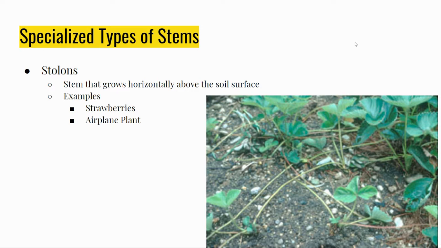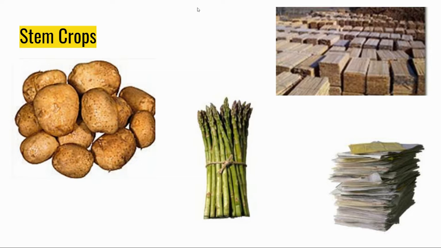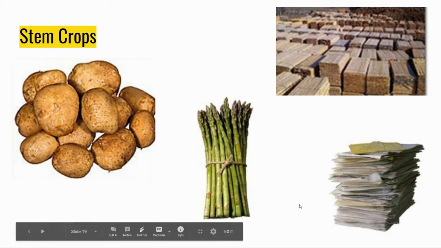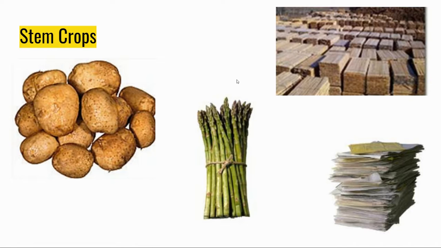Stolons are stems that grow horizontally above the surface. A good example of this is strawberry plants. And last but not least are some examples of stem crops. So of course, potatoes, asparagus, any type of lumber, and then of course paper are all going to be crops or products that are produced from stems.